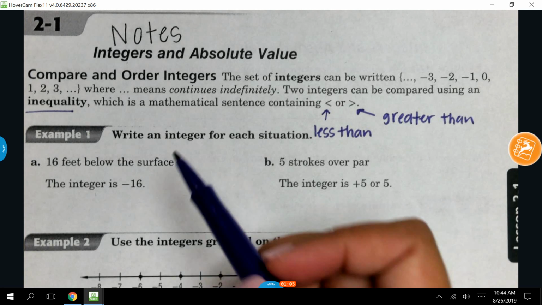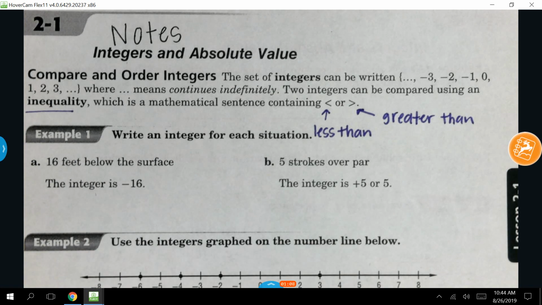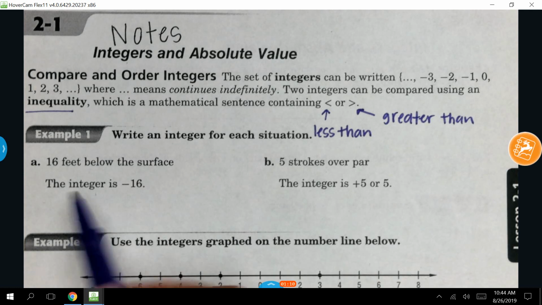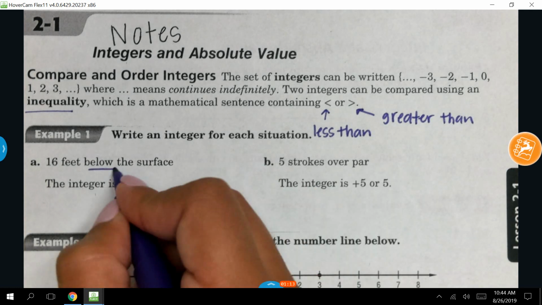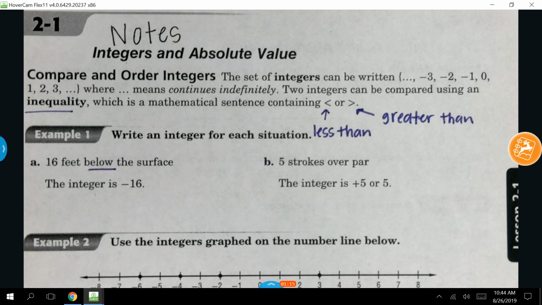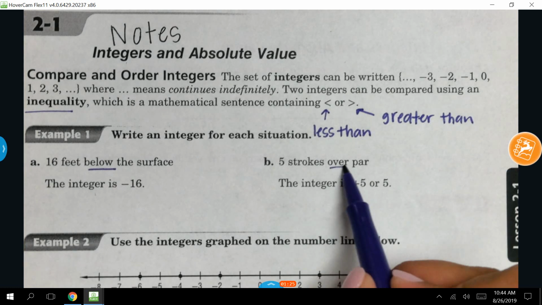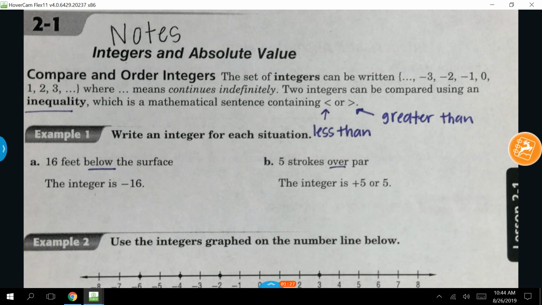First, in our examples, we want to be able to use an integer to explain a situation. In example A, it says 16 feet below the surface. Because it's below the surface, it's below 0, so we're going to use a -16 to represent that situation. But B says 5 strokes over par. We're talking about par in golf. It's over par, so that means it would be above 0, meaning that it's a +5. So anything that means basically below is going to be a negative, and anything above will be positive.